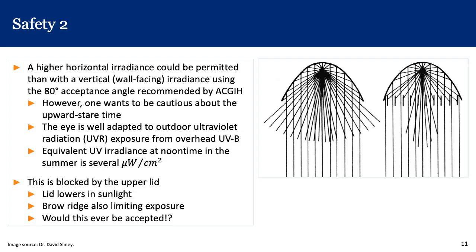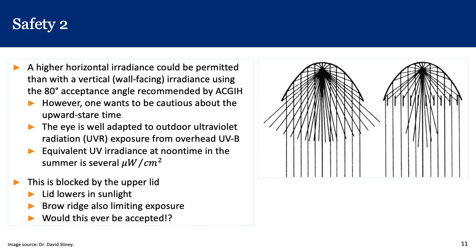Some of us have argued that the eyes inherently have some shielding from overhead UV because we've evolved upper lids that always block radiant energy from the sky and the sun above 45 degrees, even lower angles when in bright sunlight. So the brow ridge and the upper lids block much of the overhead UV. So we would be concerned about UV exposure reflected off of walls and so forth.